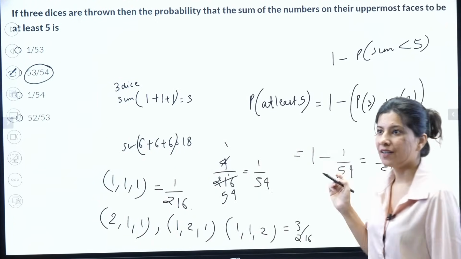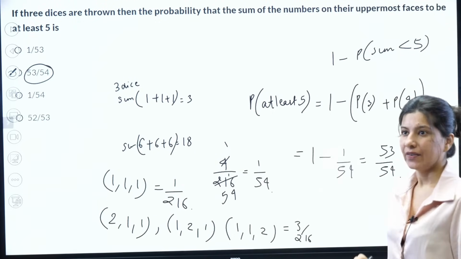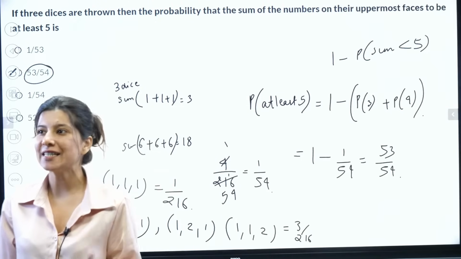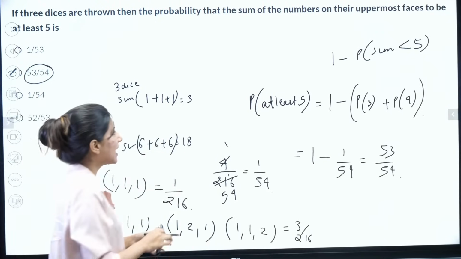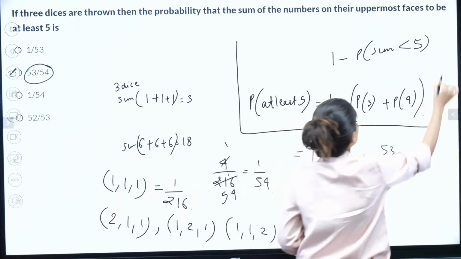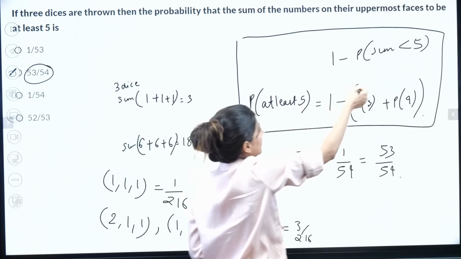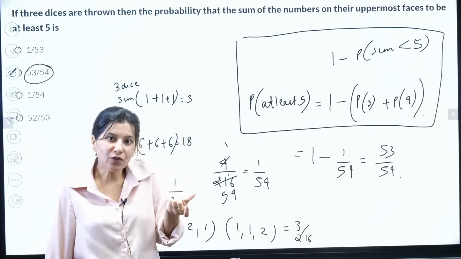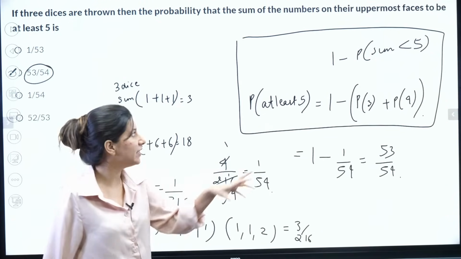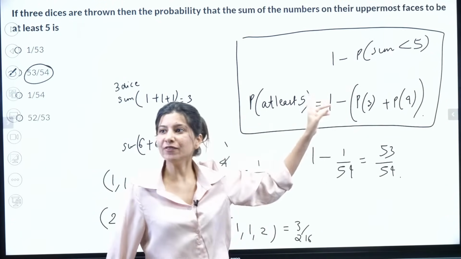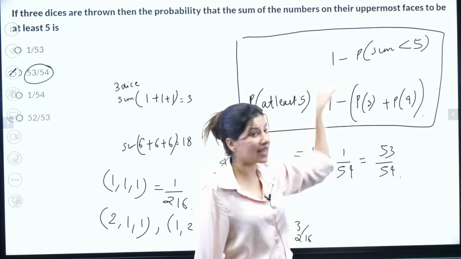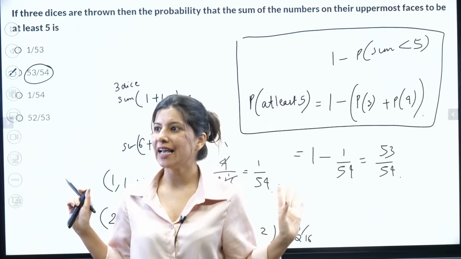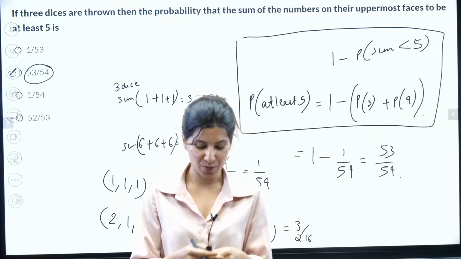Now there are some people who are not understanding this concept. Ma'am, how come? At least 5 means minimum 5. What is the reversal of it? Sum less than 5. Some of you are not able to understand how I wrote this. Let me explain with the help of a normal example.